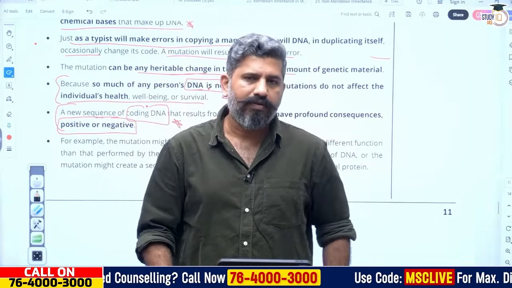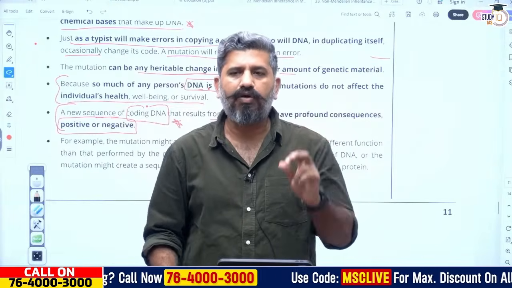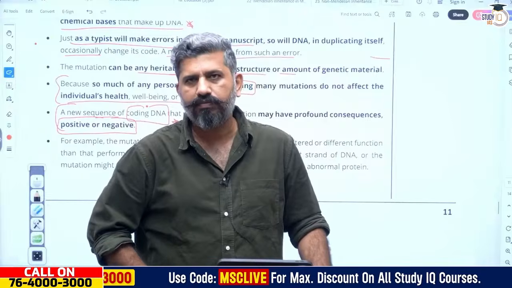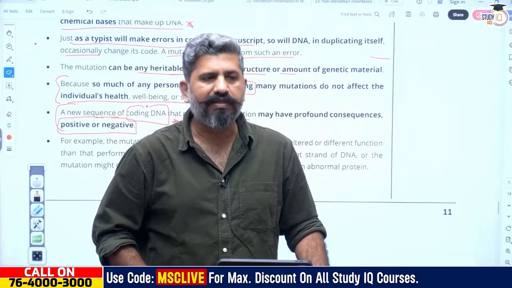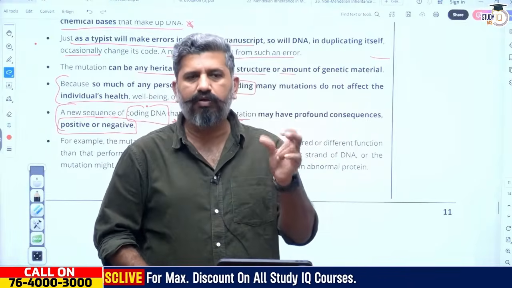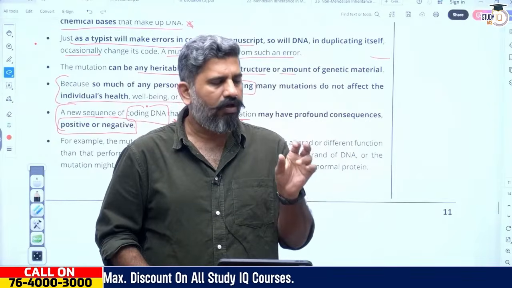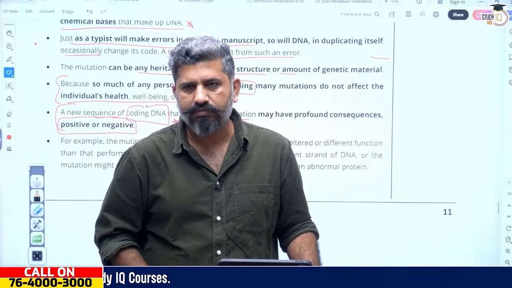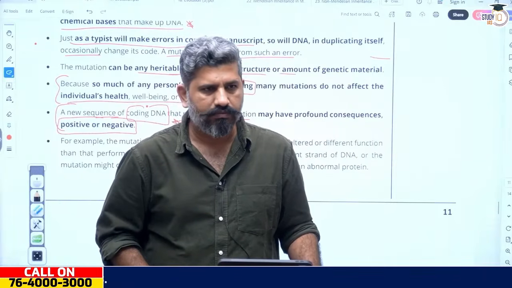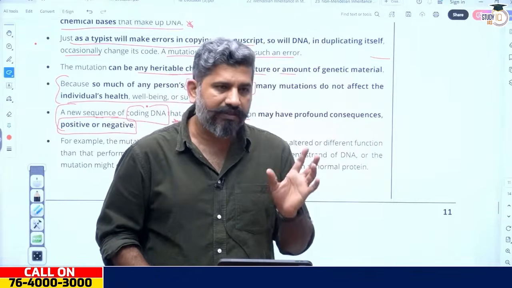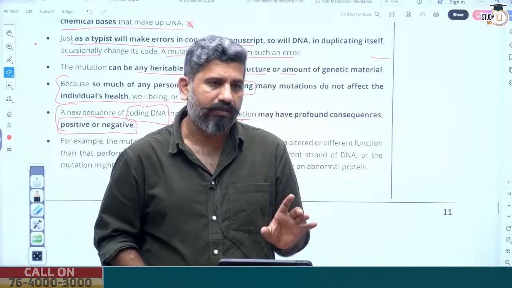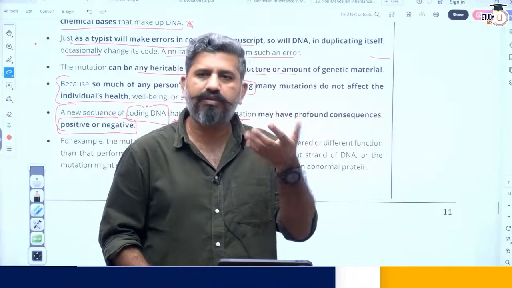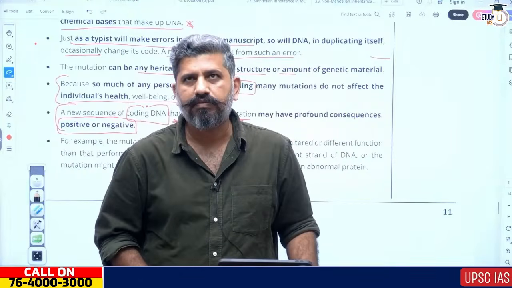For example, sickle cell anemia is caused by what? A new allele of hemoglobin, right? Now, if it is present in homozygous condition, the individual does not survive, right? But in heterozygous conditions, in certain areas, it is actually an adaptive trait. Both positive and negative consequences are attached to the same variation that happens.